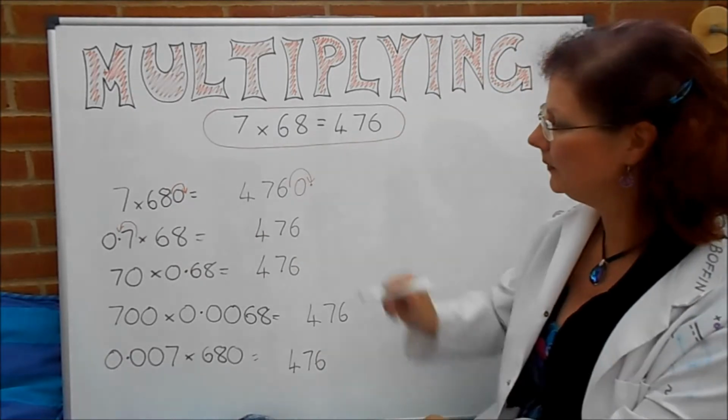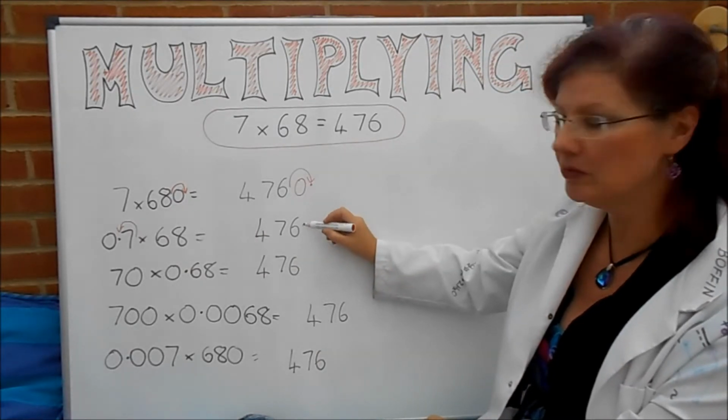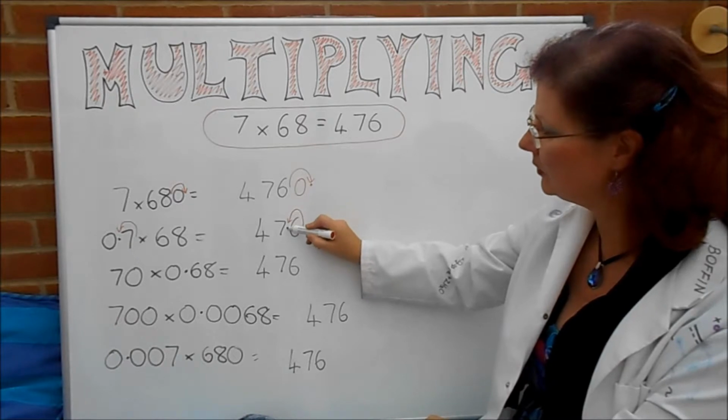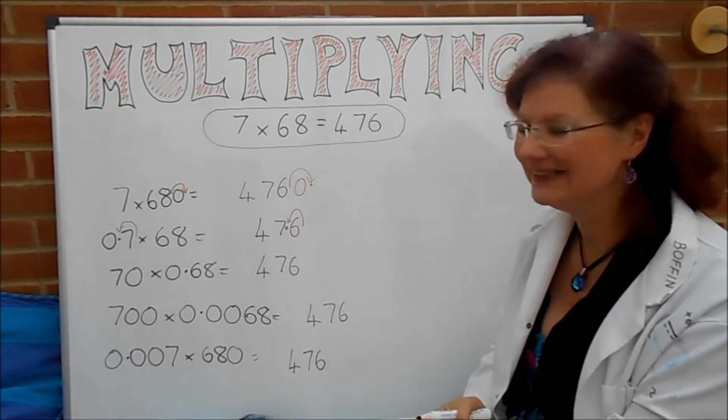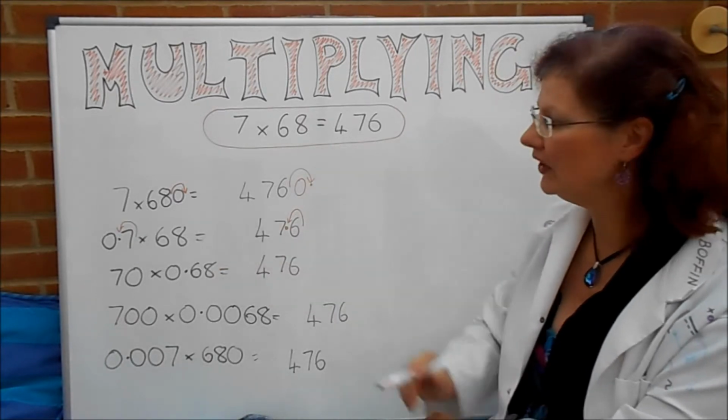For this one, the 68 is the same, but the 7 has had its decimal place jumped one place to the left. So we do the same here. Here's the decimal place originally, and it jumps one place to the left. Okay? On here, we've got two different things happening.